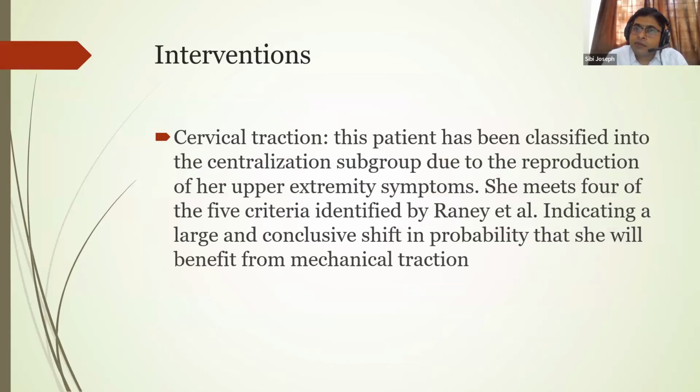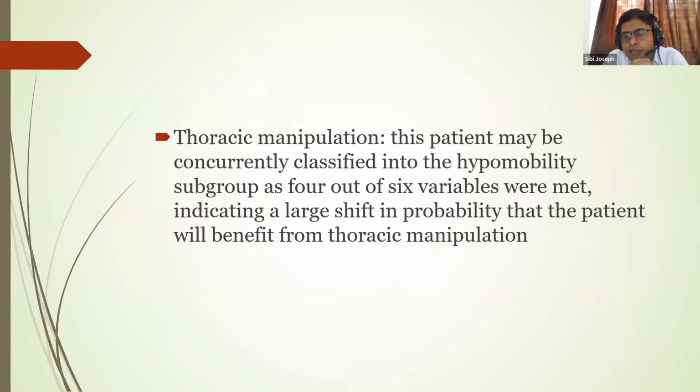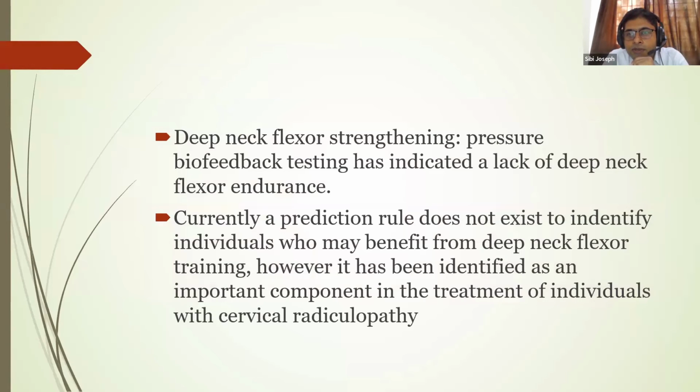Interventions. Cervical traction. This patient has been classified into the centralization subgroup due to the reproduction of her upper extremity symptoms. Here she meets 4 of the 5 criteria identified by Raney et al., indicating a large and conclusive shift in probability that she will benefit from mechanical traction. Again, we use CPRs here. This is a CPR by Raney et al. Thoracic manipulation. This is a CPR to find out whether a patient will benefit from thoracic manipulation.